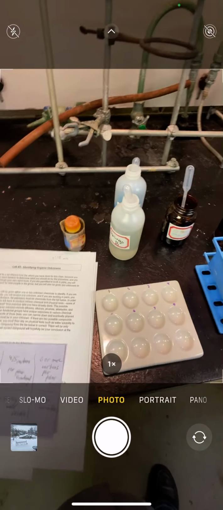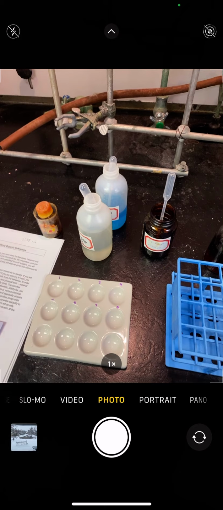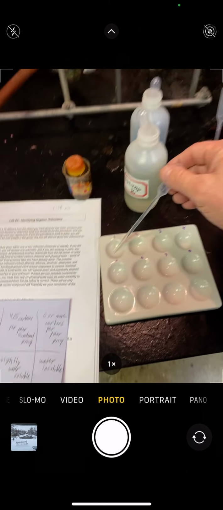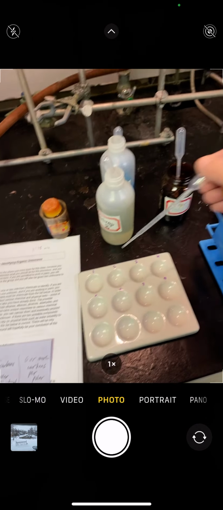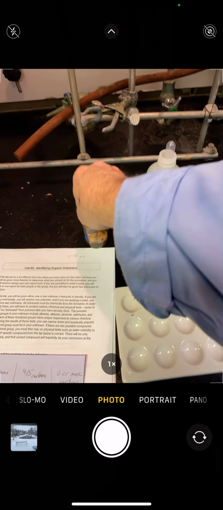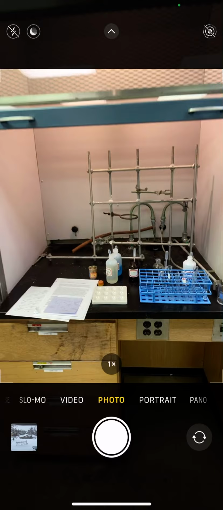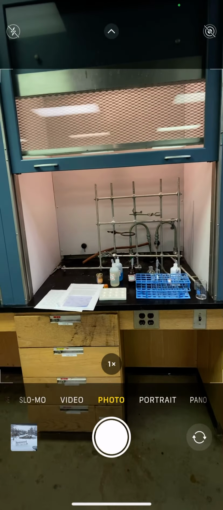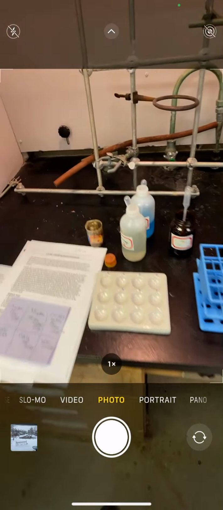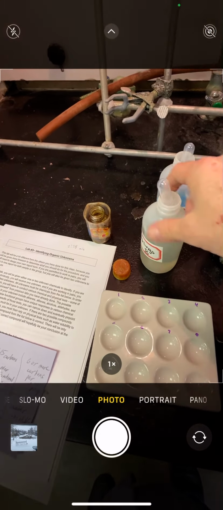Let's do the bromine test. So I'm going to take some unknown and I'm going to add it into this dimple plate. And then I'm going to add a little bit of bromine. I'm doing this in one of the hoods. I'm going to step back and show you. In one of the hoods in the organic lab, just down the hall from where you normally work. Because this bromine is nasty stuff.